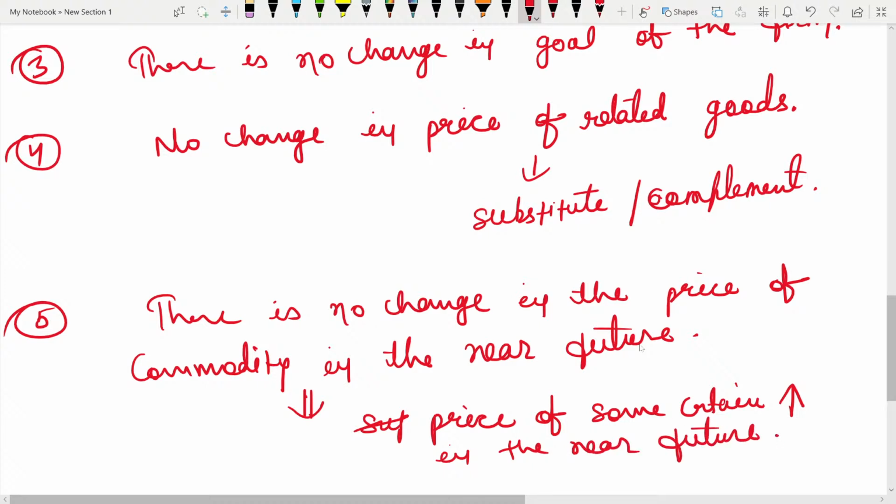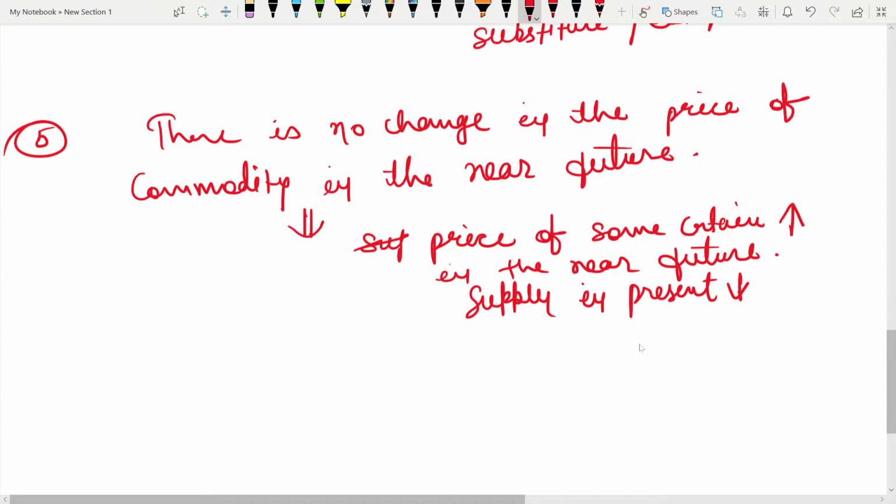So what will happen is that supply in the present may decrease. So this will not follow the assumptions of the law of supply. This is not valid. If there is a change in the price of the commodity in the upcoming near future, this will invalidate the assumptions of the law of supply. So they must keep in mind that there should be no change in the price of the commodity in the near future. Then in that case only would the assumptions of the law of supply hold.